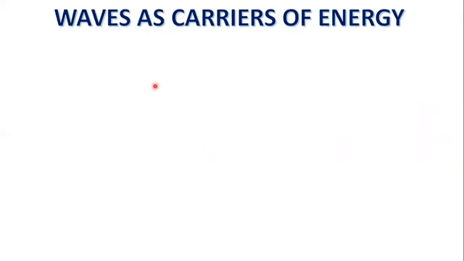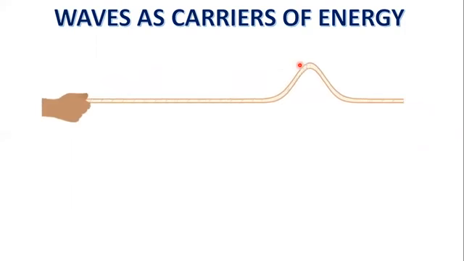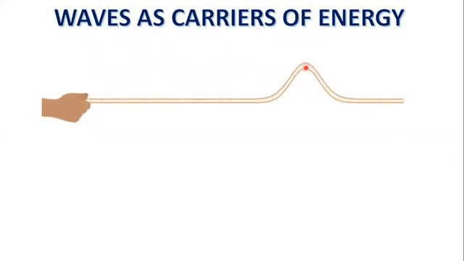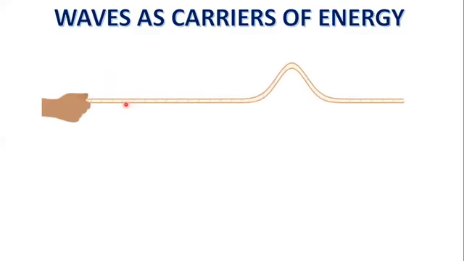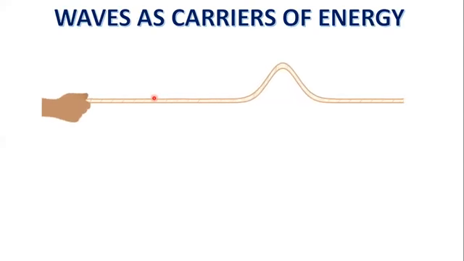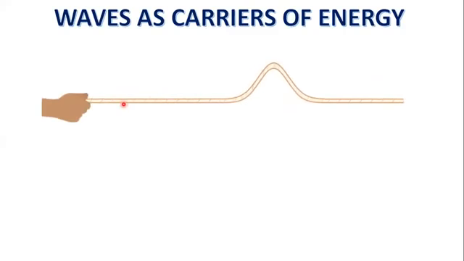The next topic is waves as carriers of energy. Energy can be transferred from one place to another through waves. For example, when we shake a stretched spring up and down, we provide our muscular energy to the string. As a result, a set of waves can be seen traveling along the string.